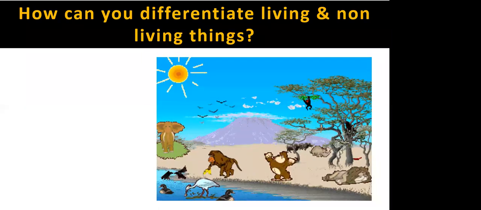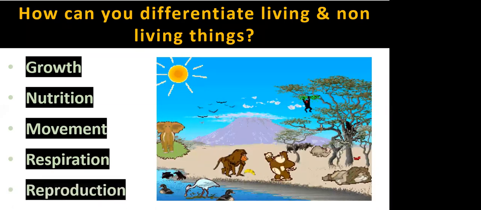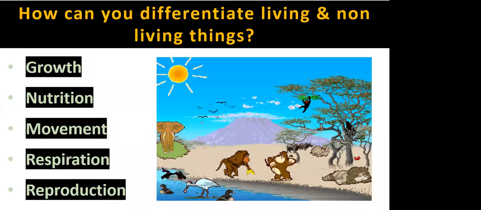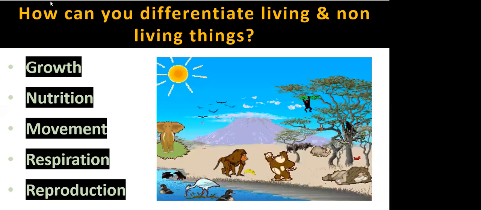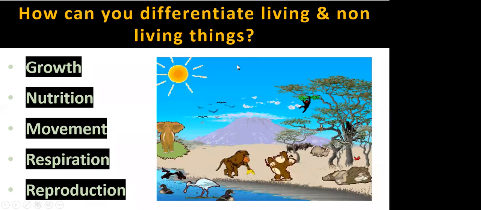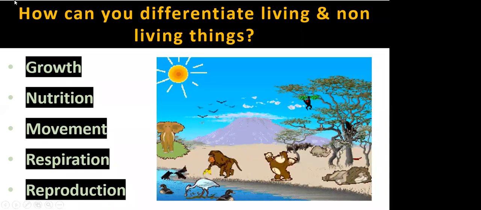Actually there are 11 characters. When you go to grade 10 and 11, you will study all 11. But for now, you should know about 5. So please write this down. What are the characteristics that differentiate living and non-living things? So you can write this. We will discuss these and then go to the next part. Please write it down. I will give 1 minute.